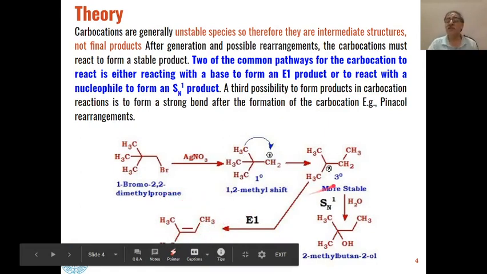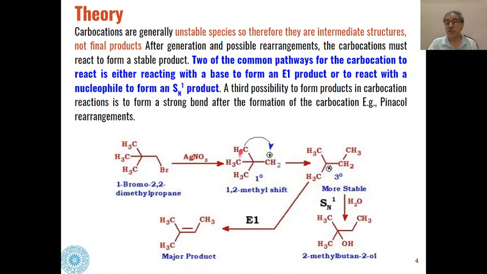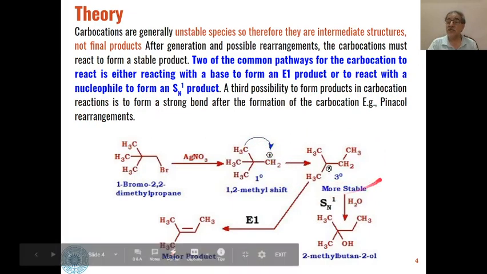So what I mean to say is that when the rearrangement has taken place, that is, the alkyl shift has taken place, then the intermediate carbocation formed will get converted into product either by nucleophilic substitution or by elimination mechanism. So either we will get an elimination product or we will get a substituted product.